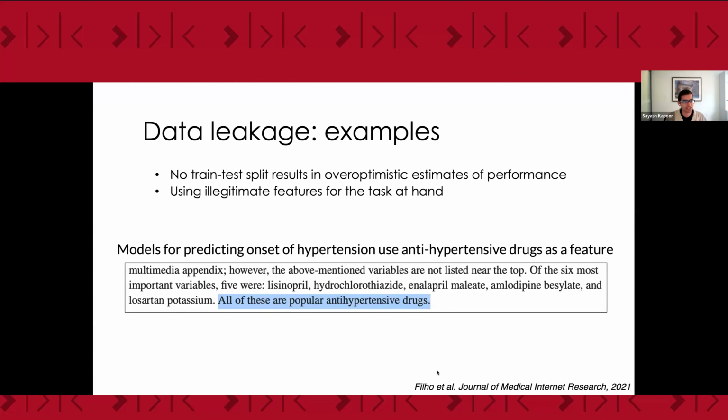Another example of data leakage is when the machine learning model uses features that are not legitimate for the task at hand. So for example, this wonderful paper by Philo et al. found that in a previous paper that tried to predict whether a hospital patient would go on to get hypertension, 5 of the 6 most important features in the model were whether the patient had already been prescribed antihypertensive drugs by a doctor. Now, as you can imagine, this model does not really have much clinical utility, because if a patient has already been prescribed antihypertensive drugs, then it's no longer clear what we should do with this information in predicting whether the patient would go on to get hypertension.